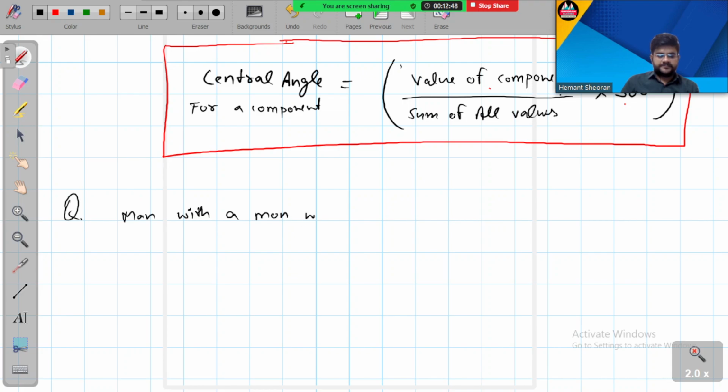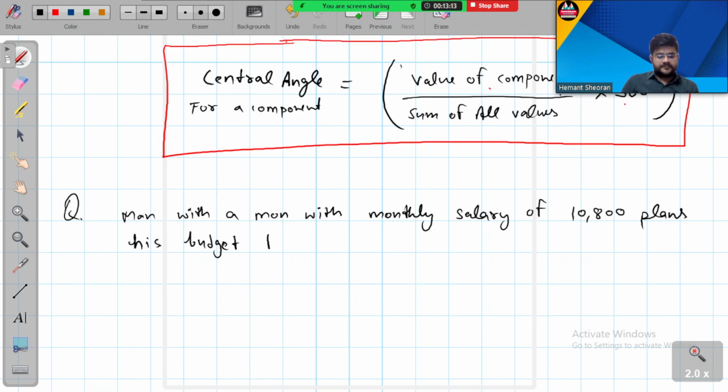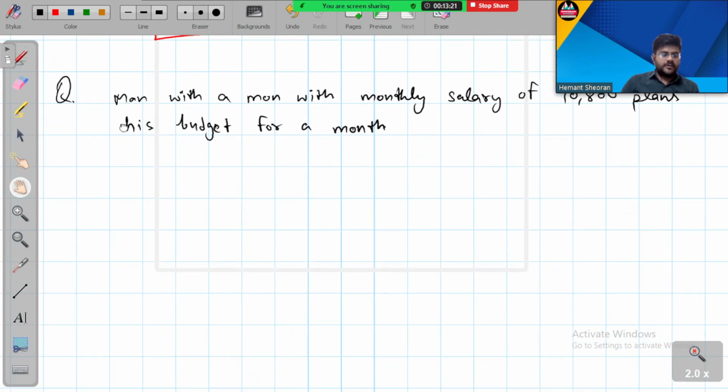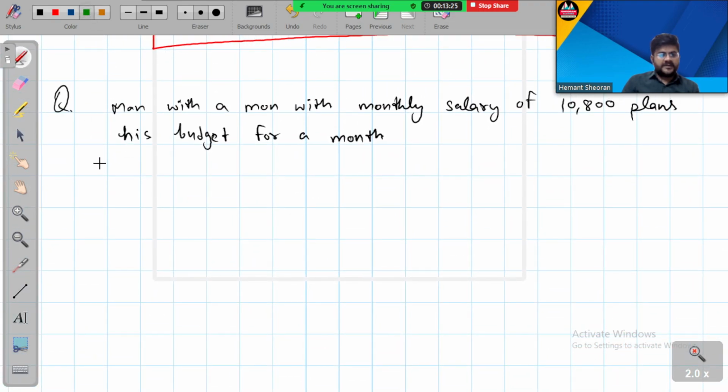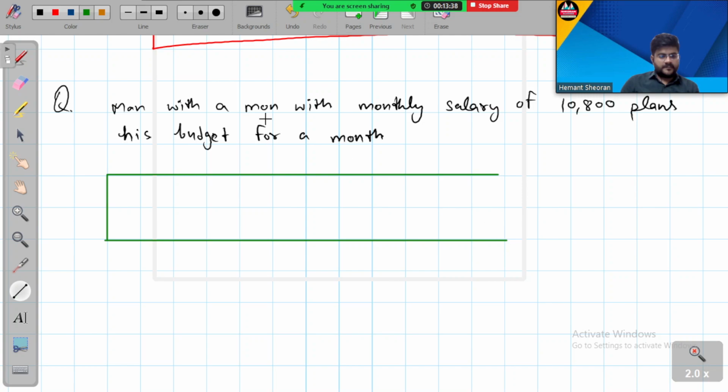So a man is there with a monthly salary of, let's take, 10,800 rupees, and he plans his budget for a month as given below. Now we will be working on the table that they have provided us. So let me create the table first. The thing that he is going to purchase, we call it item. Then how much it costs, that is the amount.